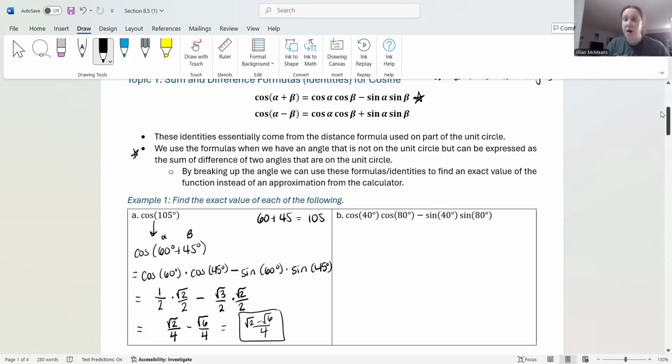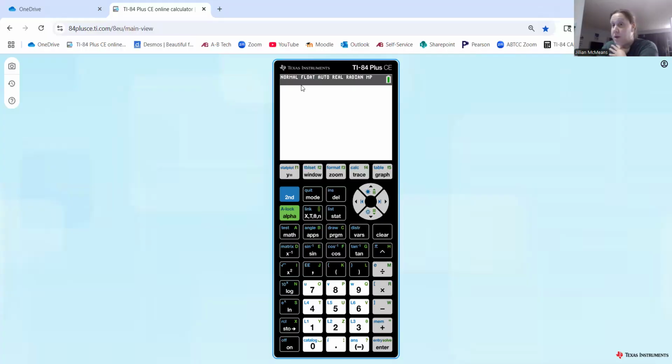Now, just for the fun of it, let's go ahead and simplify this and just check it on the calculator. Let's see if square root 2 minus square root 6 over 4 is the same thing as cosine of 105. So let's jump over to the calculator really quick. We're not going to be able to do this for every problem just for the sake of time, but let's try it for this one. Okay, so first of all, make sure you're in degrees. I can see at the top of my calculator I'm not in degrees, so I need to change it. So I'm going to go to mode. I'm going to go down until I'm flashing on radians and then scoot over to degrees, hit enter.